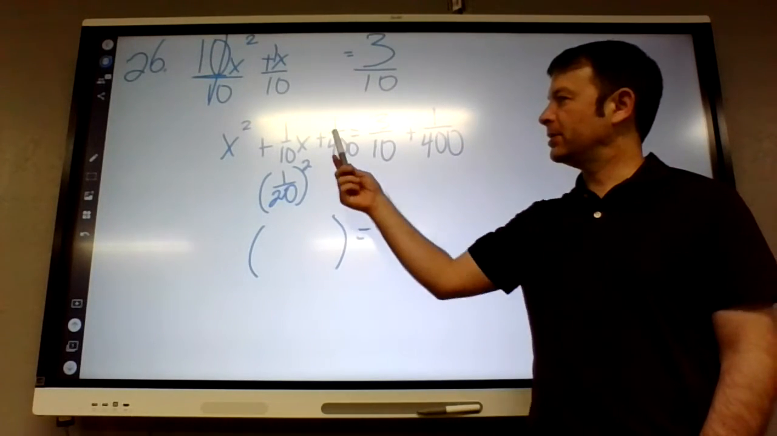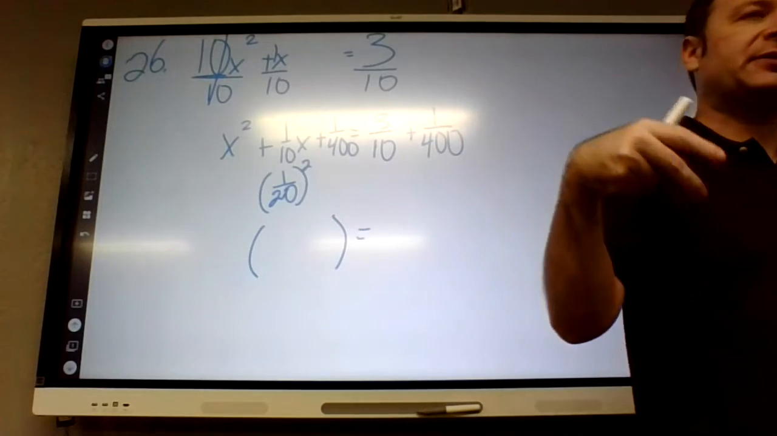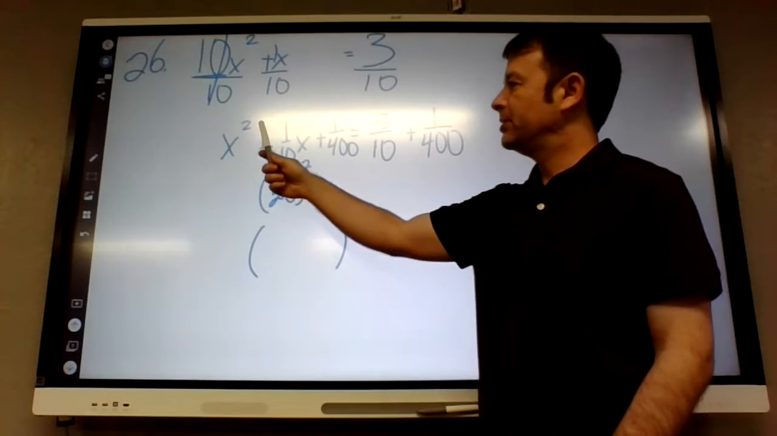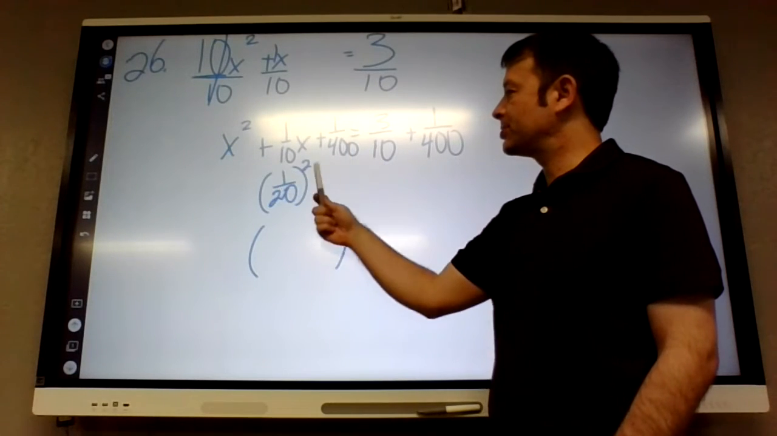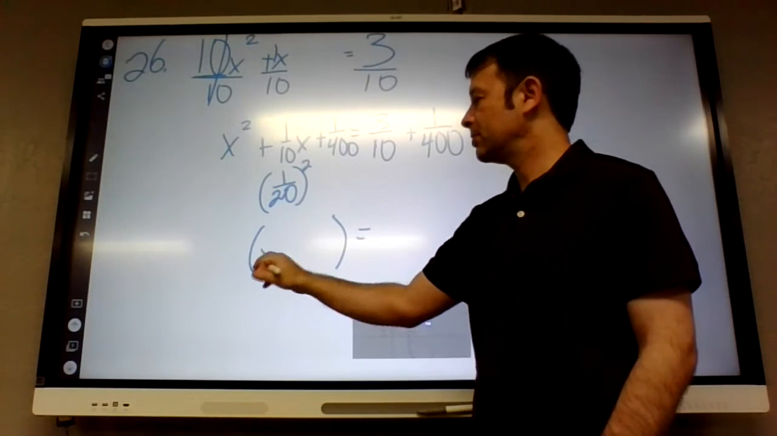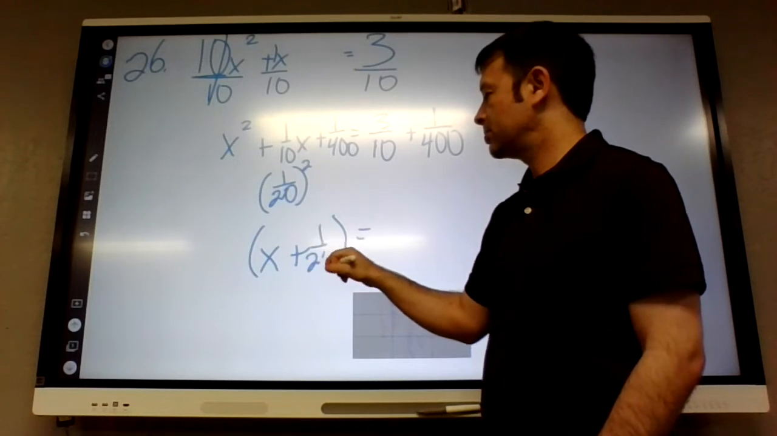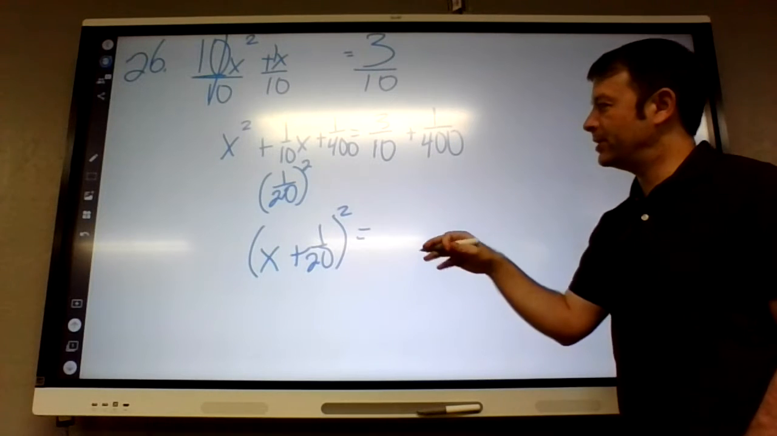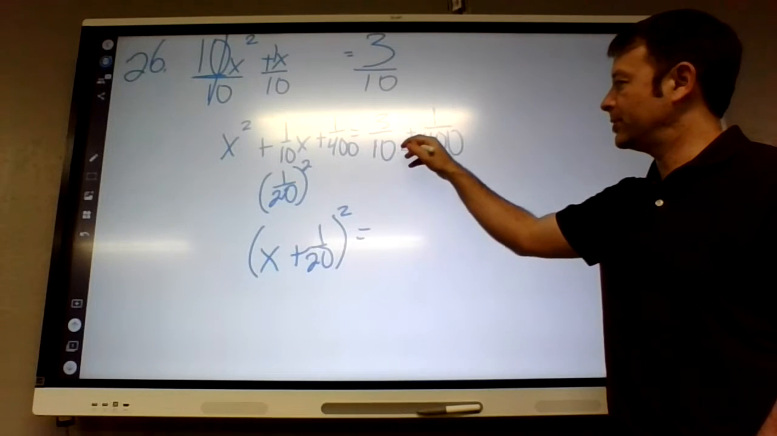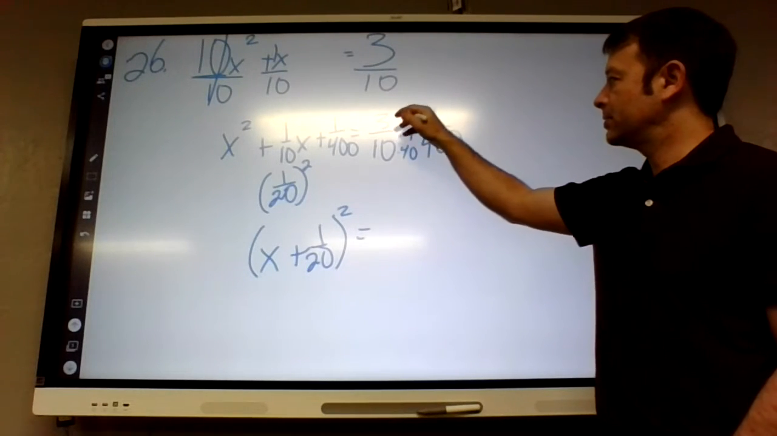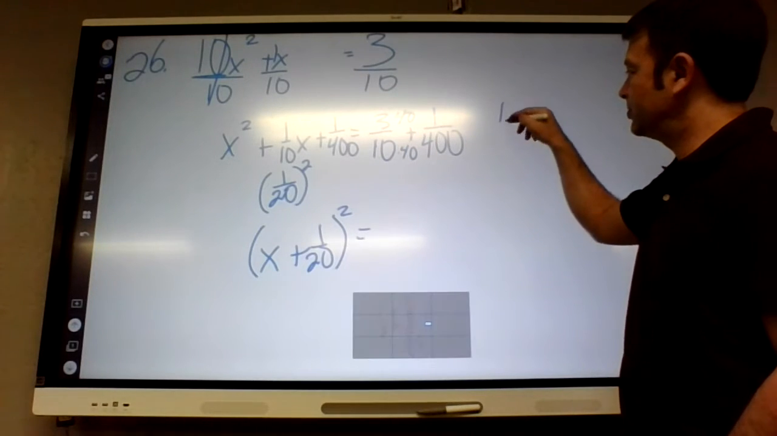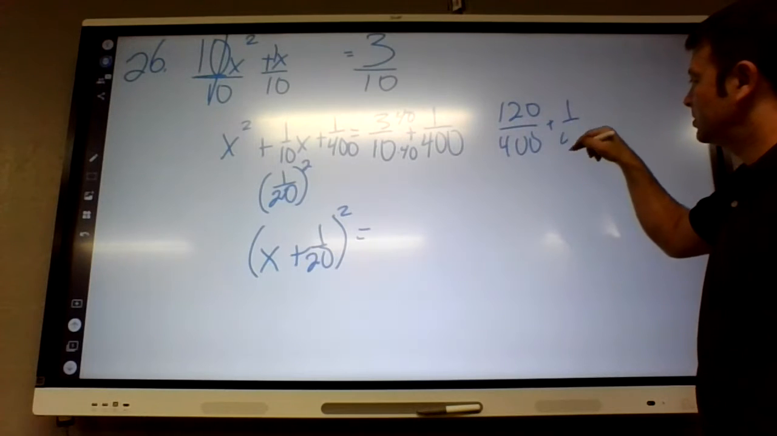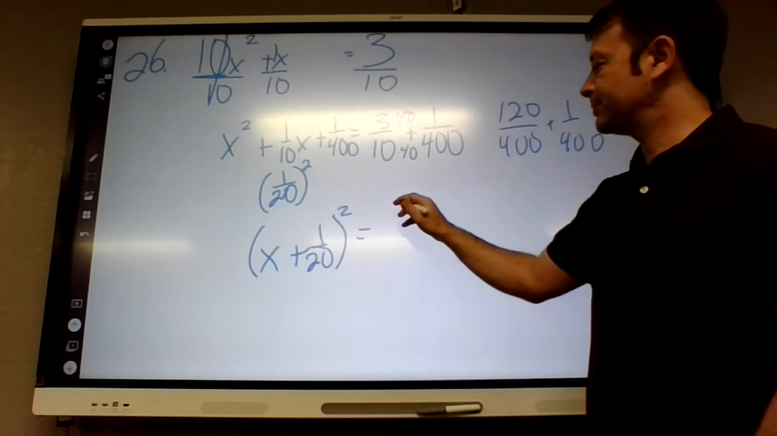So the reason we did that is because now the left factors perfectly. You guys remember how the left factors? Basically, it was x plus 1/20 squared equals 1/10 and 1/400. The common denominator would be 400. Multiply by 40 there, and you get 120 over 400. That was 121. It's 121.